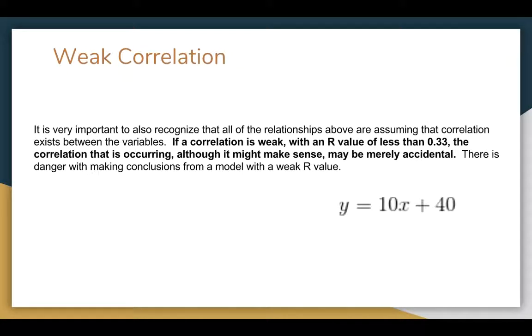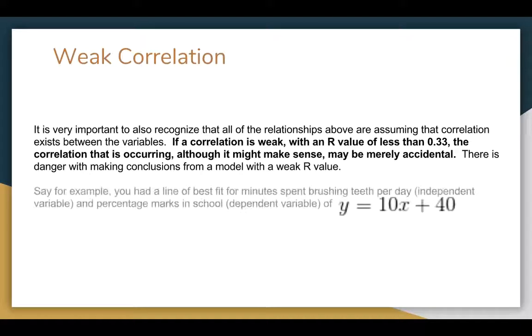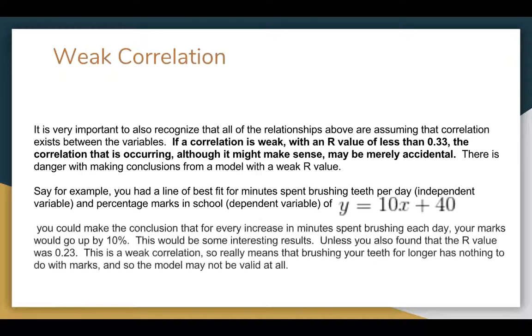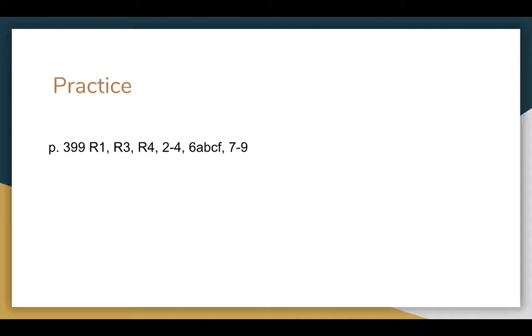Weak correlation. Say you fit a model and get a line of best fit; you're always going to get a line of best fit. Say, for example, we said if you brush your teeth 5 minutes a day, then you're going to get a 90 in school, and for every increase in minute, you're going to increase your percentage in school by 10%. That's kind of interesting, but what if we found out that the R value is 0.23? That's a weak correlation. The scatter plot would be all over the place. Really, there would be no relationship between the variables, and any relationship that came up could just be totally random. And those are the four.